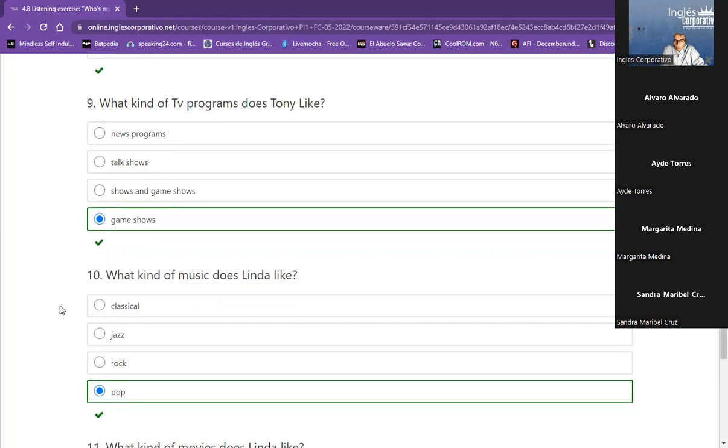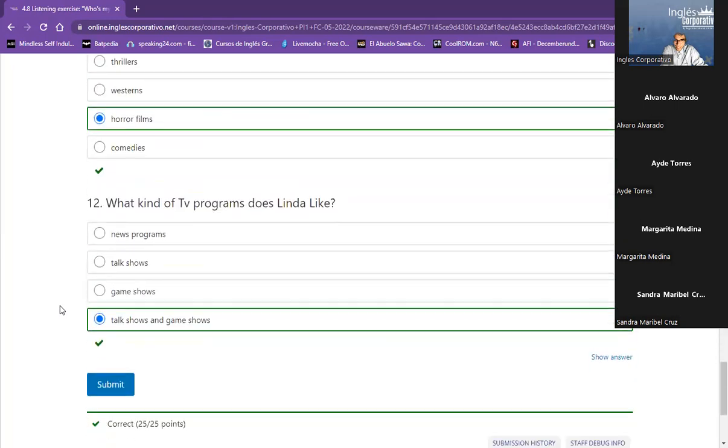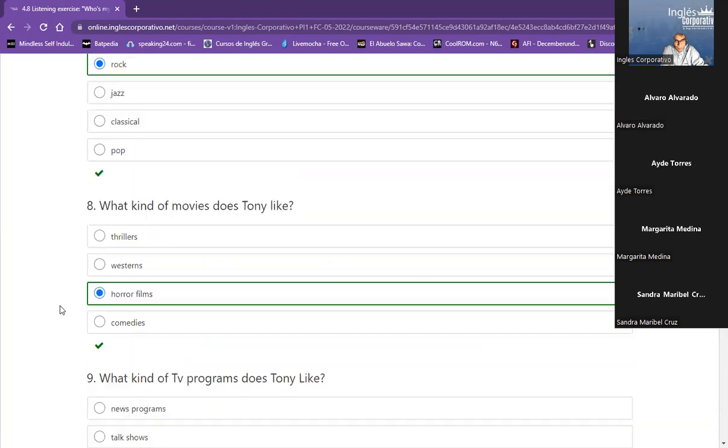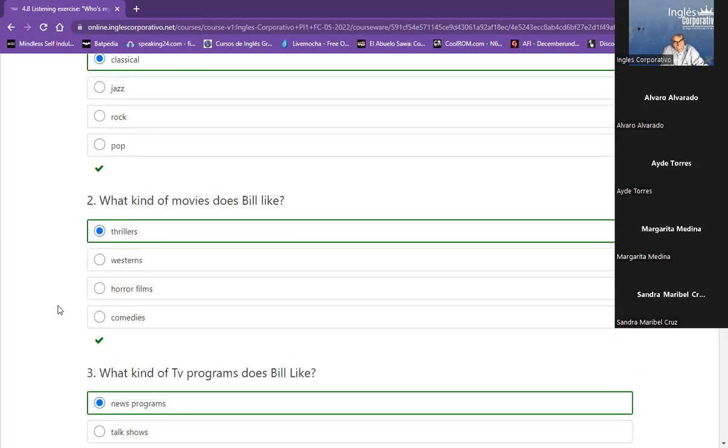Se asustó. Perdón, mi niña fue. No se preocupe, Sandra. Está bien.